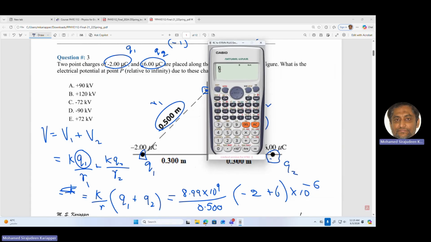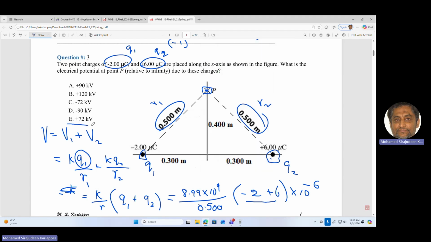So I will go there. 8.99 times 10 to the power 9. Bring it down, 0.5, go up. Multiply. -2 plus 6 will be +4. Okay, so 4 exponent -6. That means 72 kilovolt, right? Is it positive or negative? Positive. We get a positive answer. Okay, next.